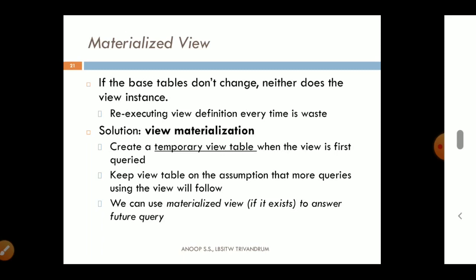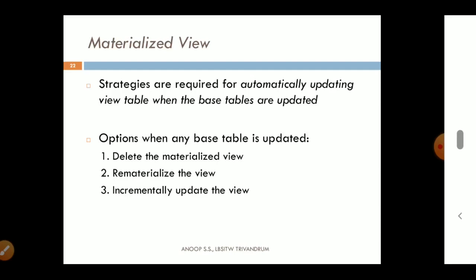That table is not a permanent table, it's a temporary table. Whenever the data changes in the actual database, in the logical schema, this is invalid. We need to recalculate it. So how will you do the updation in the materialized view? We can use different strategies for automatically updating the view table or temporary view.